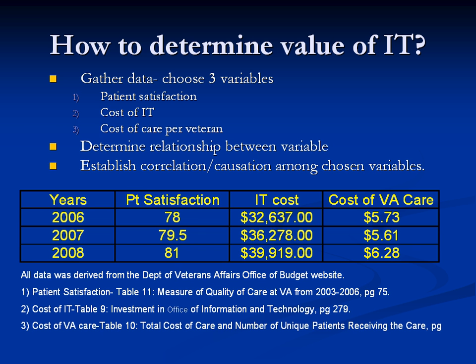In order to determine the value of the information technology investment the VA has made, we decided to evaluate 3 areas of the Vista system's healthcare record: patient satisfaction, the cost of IT investment, and the cost of care per veteran were the 3 variables that we deemed significant and for which we could find or extrapolate data. We first determined the relationship between the variables. Subsequently, we utilized established equations to evaluate their correlations and any causality. We gathered initial data from the tables obtained by the Department of Veterans Affairs Office of Budget website.